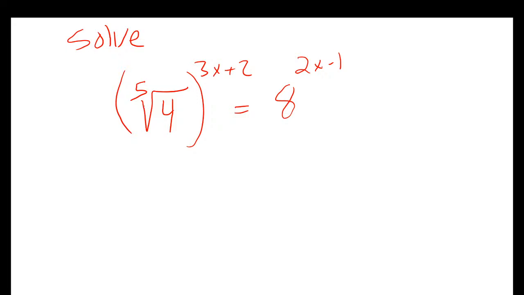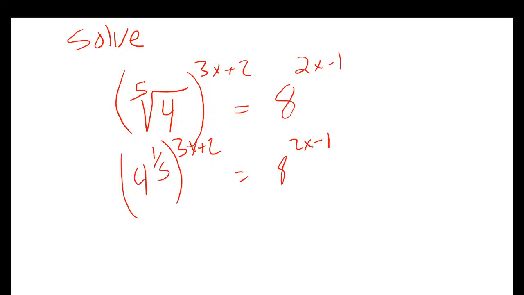The first thing we're going to recognize is that the fifth root of 4 is 4 to the 1/5, to the 3x plus 2 equals 8, which we're going to write as 8 to the 2x minus 1. Now my next step is to figure out how do I get this base and this base to be the same. I do that by saying that 4 is 2 squared, so 4 to the 1/5 is the same thing as 2 to the 2/5. So this is 2 to the 2/5, 3x plus 2 equals 8, which is 2 to the 3rd to the 2x minus 1.